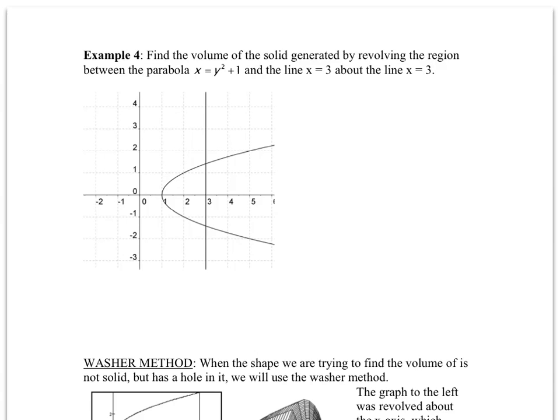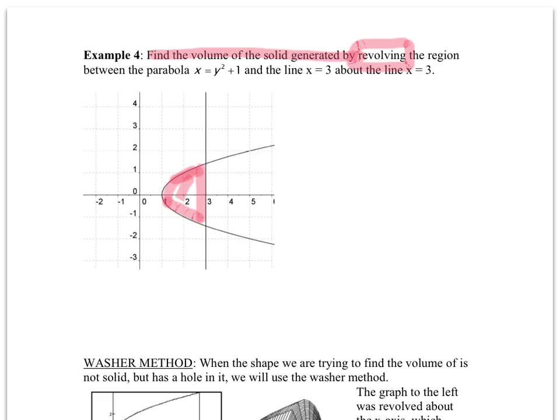Hey guys, we're going to start off the lesson with a little recap of some stuff we had done yesterday. So we're going to find the volume of a solid that's generated by revolving, so we're going to have circular cross sections, the region between the parabola and the line x equals 3, about the x equals 3 line.